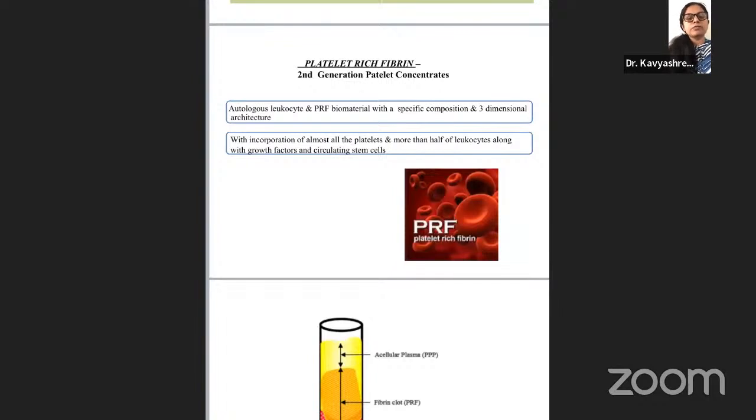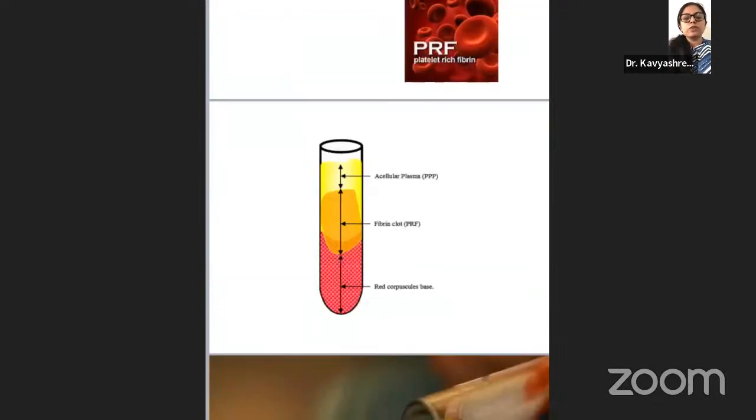So that is why the second generation platelet concentrate was developed, that is called platelet-rich fibrin, which is the most important one, which we are all using in our clinics. It is an autologous leukocyte and PRF biomaterial with a specific composition and three-dimensional architecture, with incorporation of almost all the platelets and more than half of the leukocytes along with the growth factors as well as the stem cells. In a test tube, when we prepare the PRF, it will be visualized like this. The lowest part will have the RBCs collection, that is red corpuscles, and in between there is a gel form of fibrin clot which can be easily removed using tissue forceps and placed in the required site. And the upper layer will be acellular plasma, which has to be discarded.